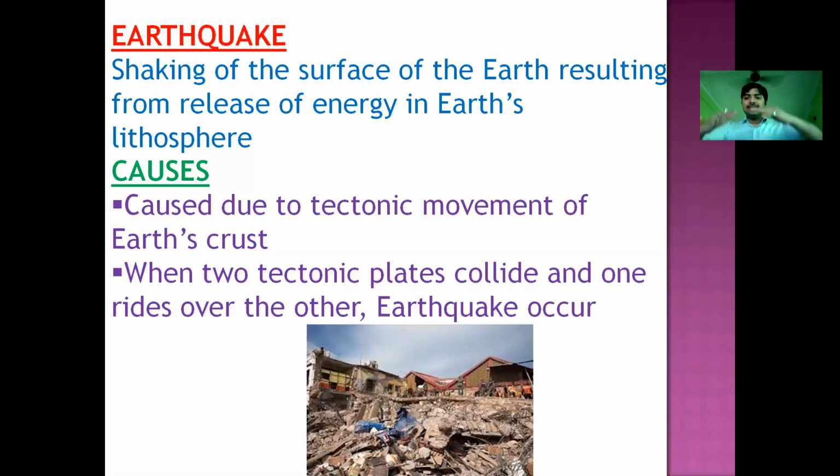Next, let us consider two plates. This is the American plate and this is the Australian plate. Let us consider this American plate and Australian plate collide. Then earthquake occurs. Let us consider this American plate rises over the Australian plate. Then also earthquake occurs. So again I am telling, American plate and Australian plate collide, then earthquake occurs. American plate rises over the Australian plate, then also earthquake occurs.